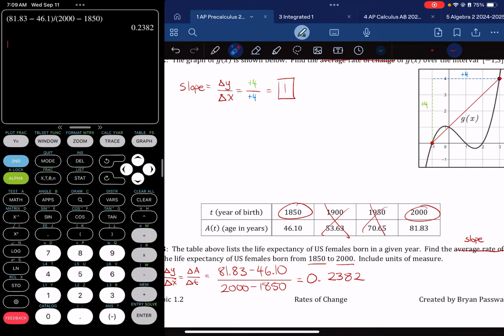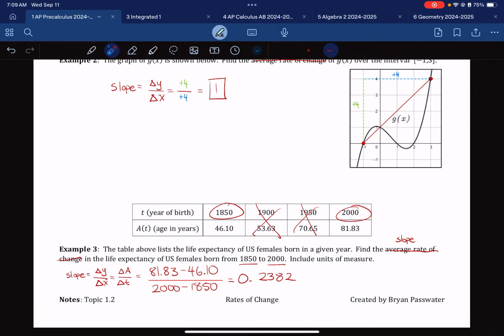So I'm done with the calculator, but I'm not done with the question because notice that the question says, include units of measure. What is this measured in? If it's the average rate of change, if it's the slope, then it's this unit divided by this unit. So it's the age in years per year of birth.